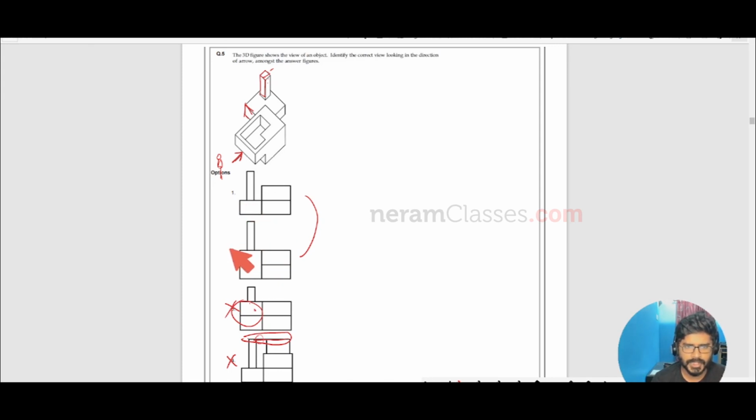I guess the second option is also a wrong option. Reason: we can see that the height of the first object in this option is actually less compared with this, because this is double the height and this is single the height. It's an isometric view. In isometric view, if they are of equal height, the lines have to be of the same length. So it's clearly seen that here they are of the same height. The first option exactly matches this 3D figure. So option 1 is the right answer for this question.